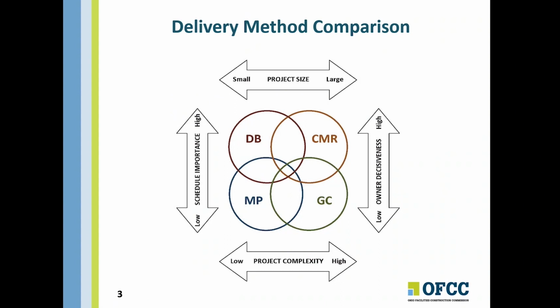General contracting, abbreviated GC in the diagram, is shown in the lower right quadrant of the diagram. When comparing this delivery method using the same project characteristics, the GC method can more easily adapt to larger scale projects with more complexity than multiple prime. We will review the characteristics, advantages, and disadvantages to help explain why general contracting is shown here in the diagram.